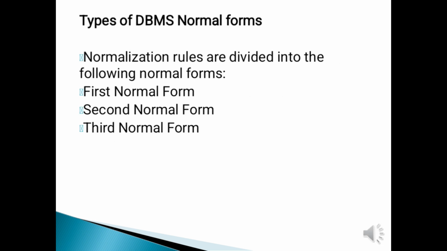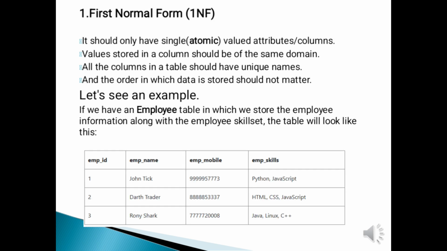Types of DBMS normal forms. Normalization rules are divided into the following normal forms: first normal form, second normal form, third normal form. First normal form: it should only have single valued attribute columns. Values stored in a column should be of the same domain. All the columns in a table should have unique names and the order in which the data is stored should not matter. Let's see an example.